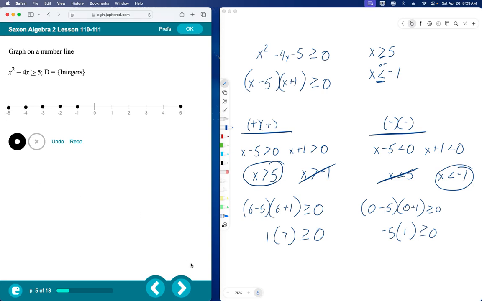Easy peasy, right? You just have to wrap your head around what is the inequality saying? What does it really mean? When it's greater than, it has to be positive. And those are the two ways we get a positive.